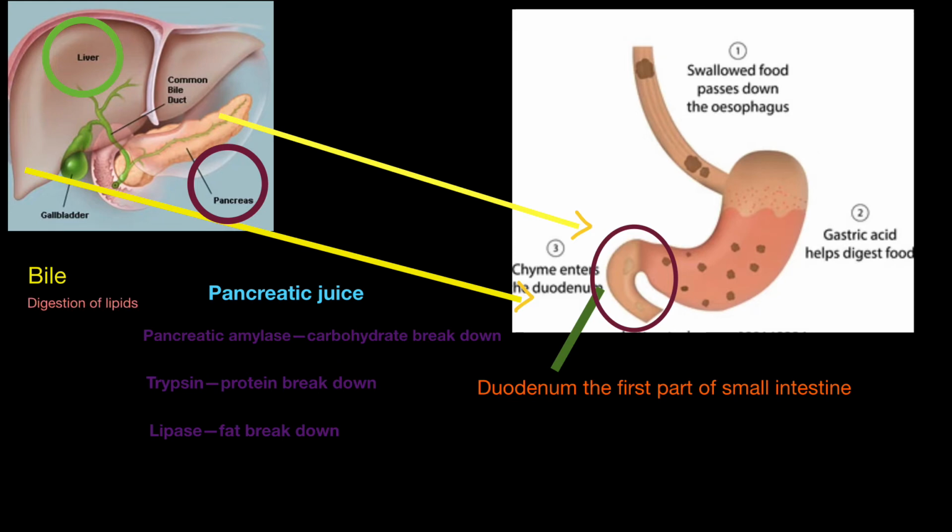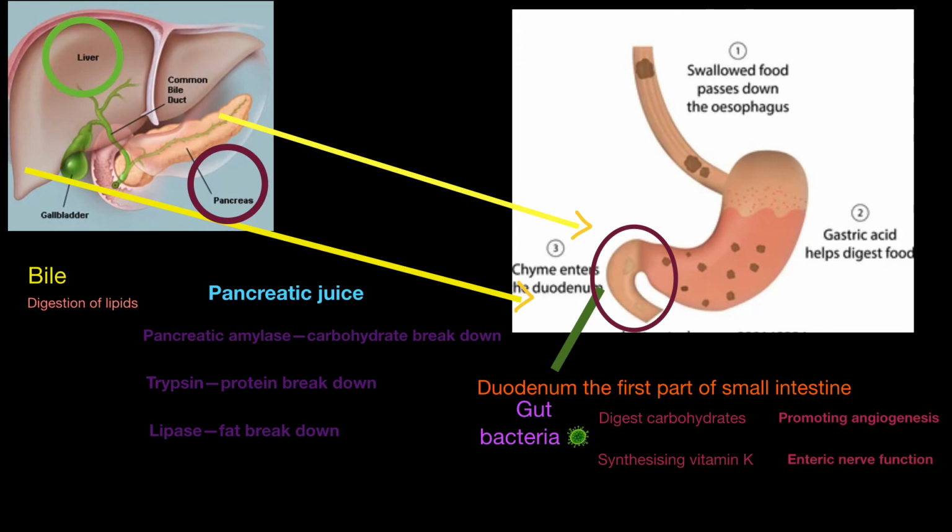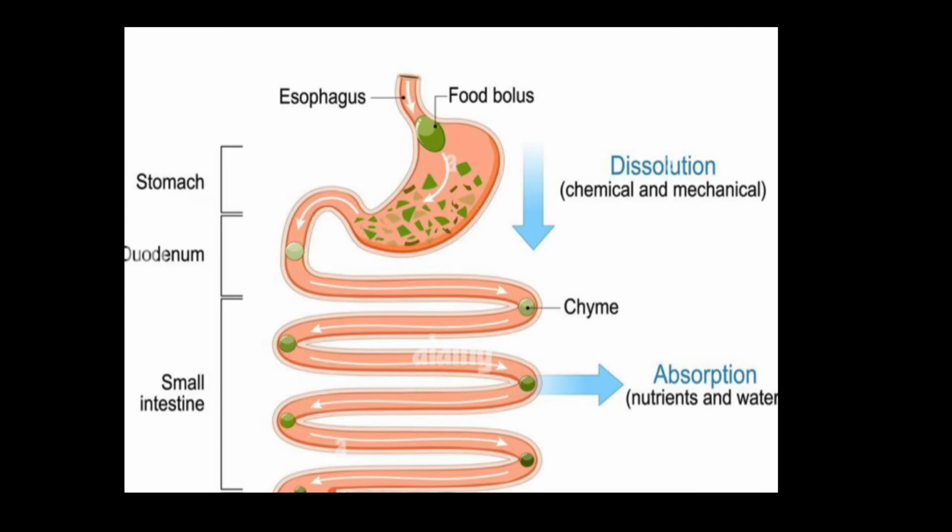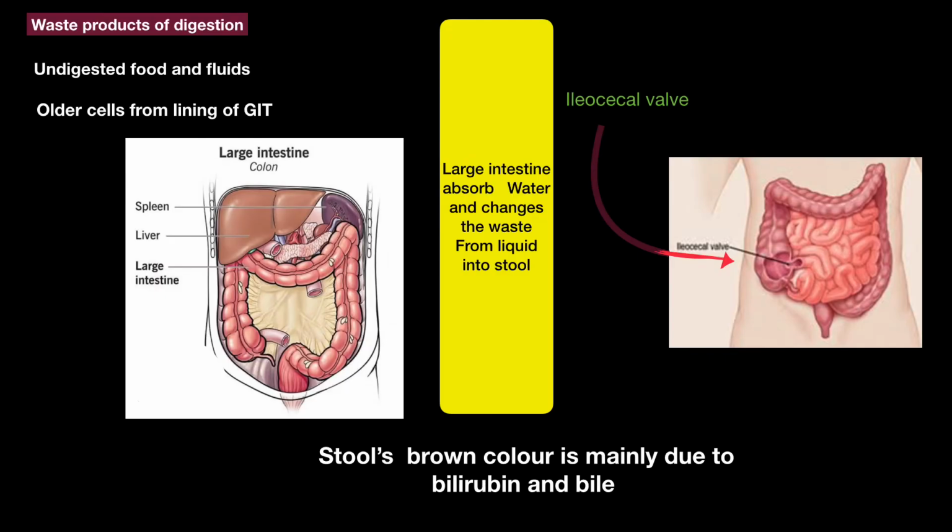Also, small intestine consists of gut bacteria which help in digesting carbohydrate, synthesizing vitamin K, promoting angiogenesis, that is the formation of new blood vessels, and intestine related nerve function. Then also small intestine absorbs water and nutrients into bloodstream. Small intestine is connected to large intestine through ileocecal valve.